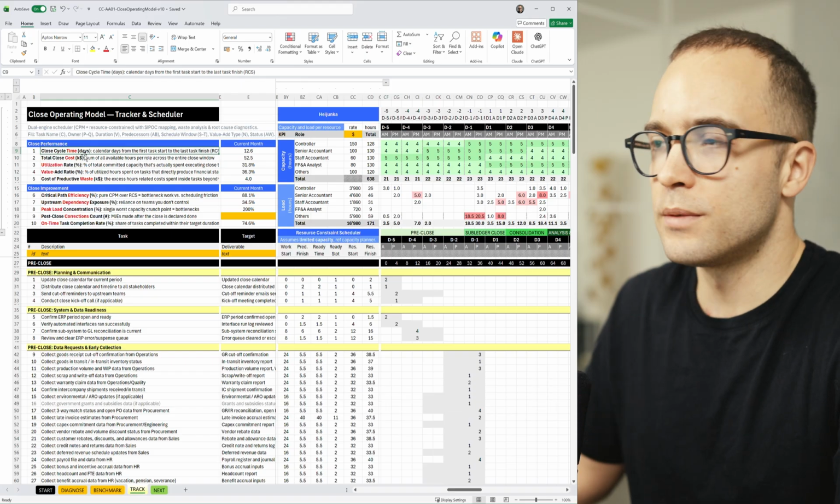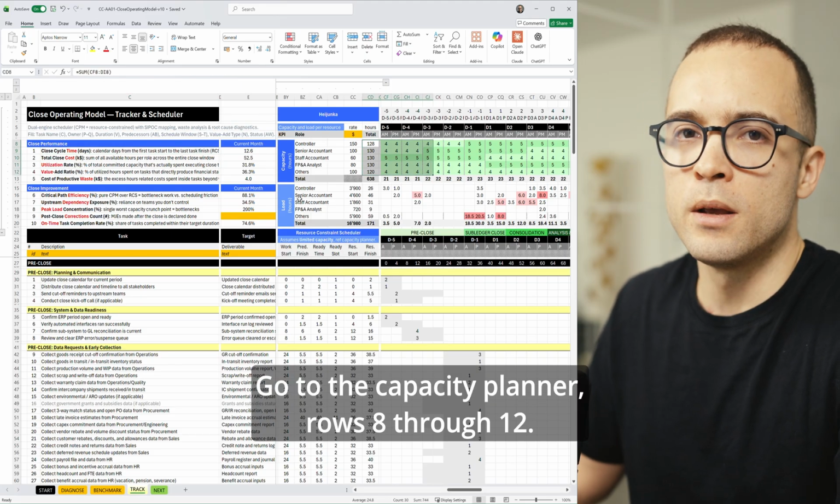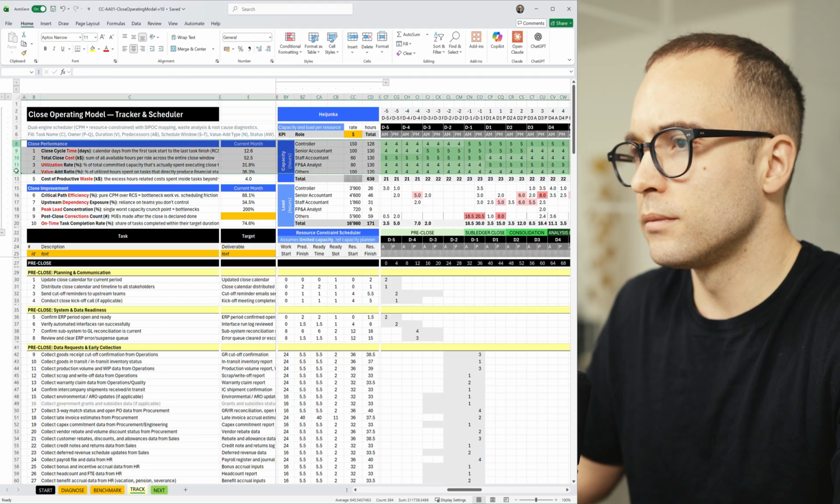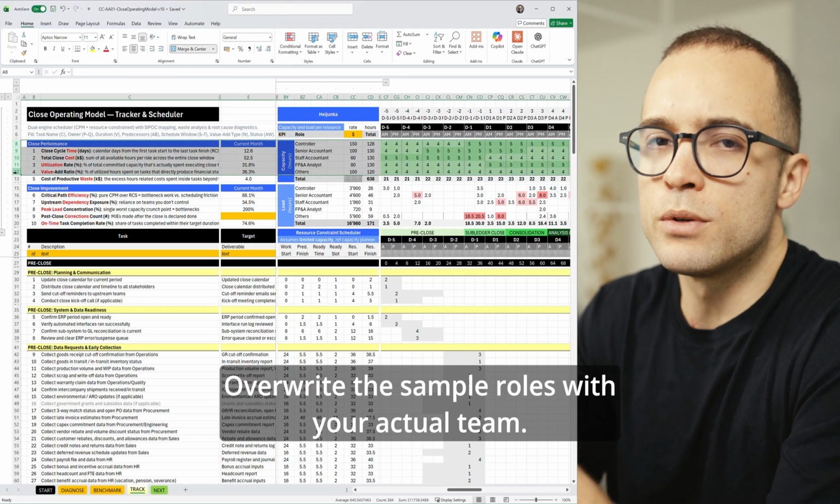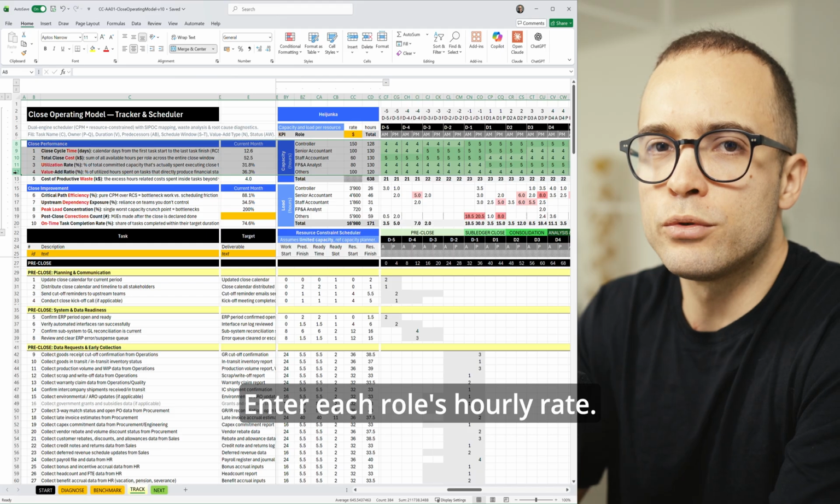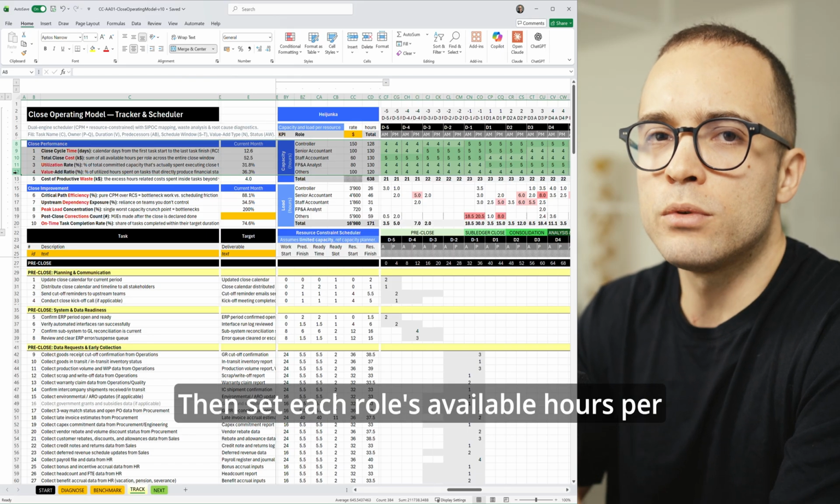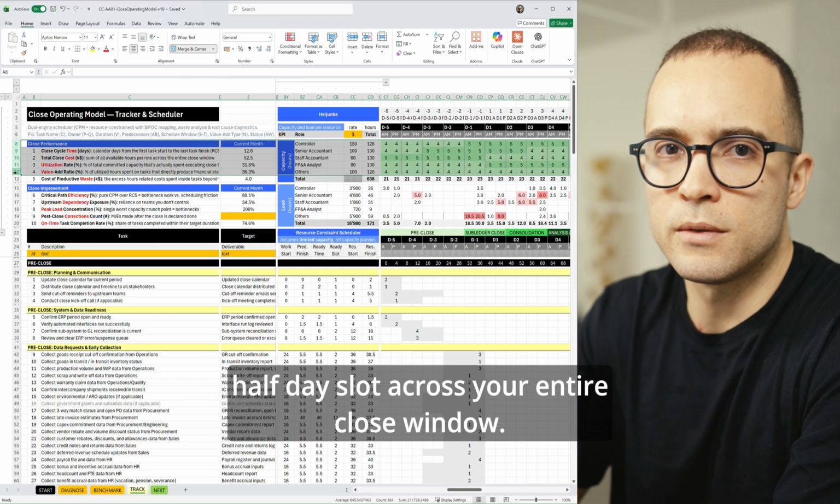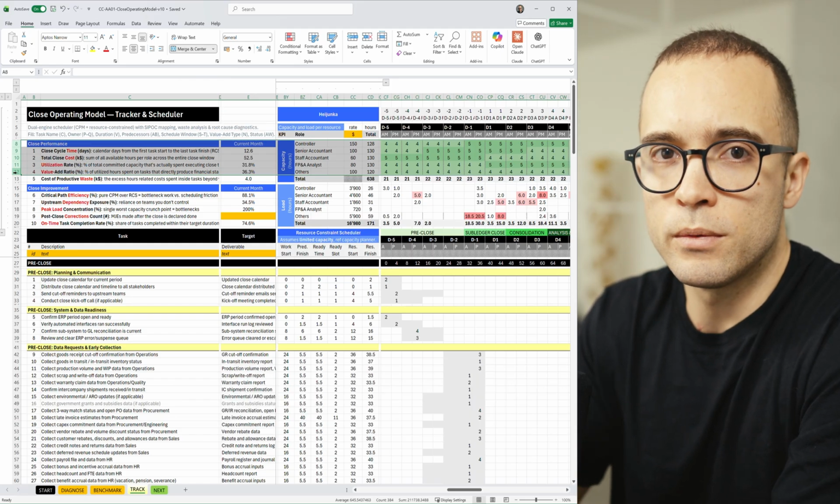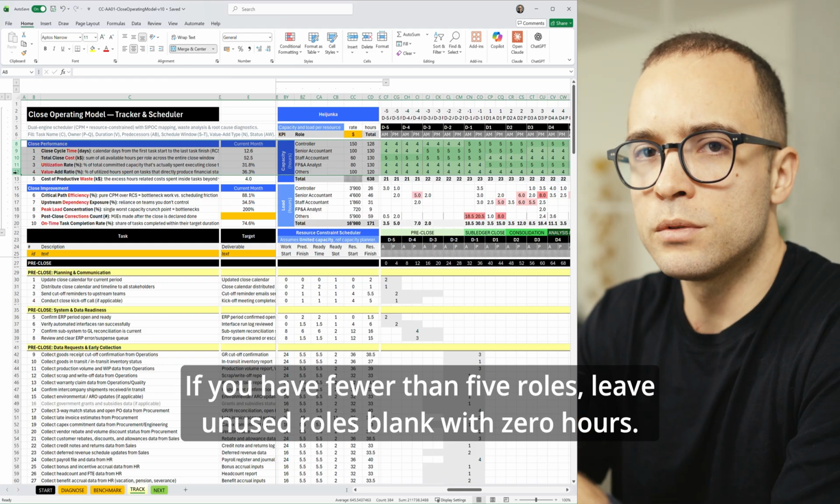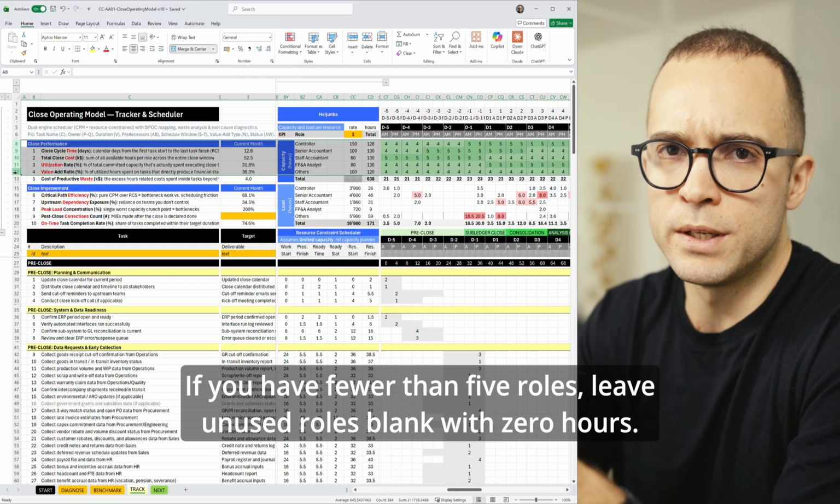So here's your exercise. Go to the capacity planner, rows 8 through 12. Overwrite the sample roles with your actual team. Enter each role's hourly rate. Estimate if you need to. Then set each role's available hours per half-day slot across your entire close window. If you have fewer than 5 roles, leave unused roles blank with 0 hours.